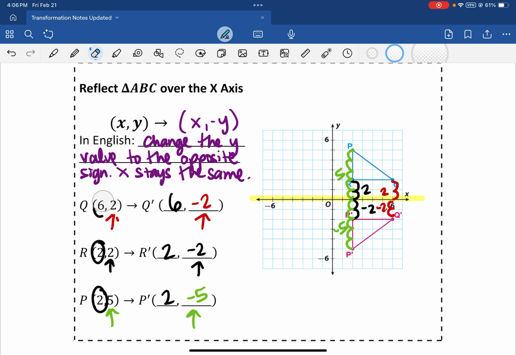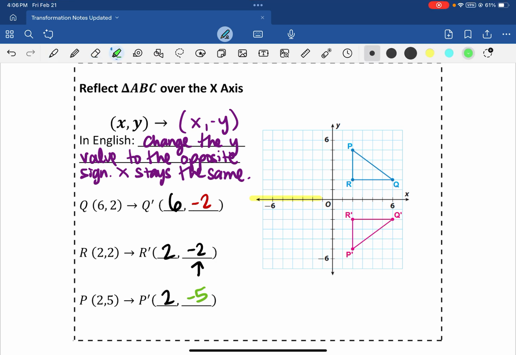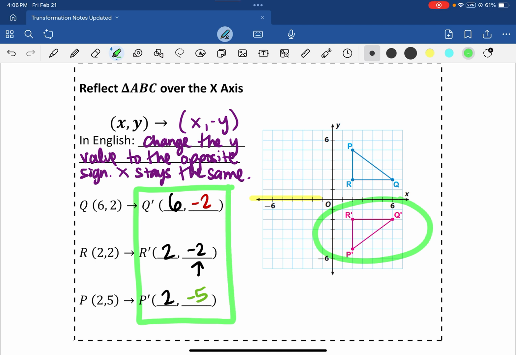Okay, so now you can see here, we have our coordinate points, and I'm going to highlight this in green. We have our new image triangle, P prime, R prime, Q prime. And the points for that are right here. Q prime, R prime, P prime. We can see the coordinate points for that triangle on our graph. And if we follow this rule, when we reflect over the x-axis where we change the y value to the opposite sign and x stays the same, we can get the correct points every single time.